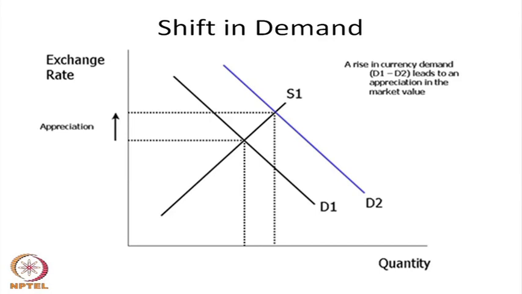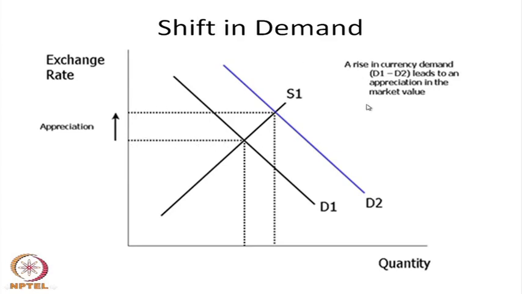In the initial period, when demand is D1 and supply is S1, the exchange rate is decided at a particular level, at this point. With more demand for dollars or foreign currency, and supply remaining constant, the demand curve shifts from D1 to D2, an upward parallel shift. Since there is more demand for foreign currency, the foreign currency appreciates against the domestic value, and the equilibrium takes place at a higher level.